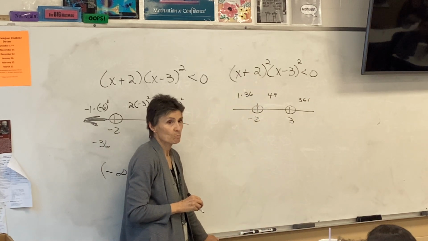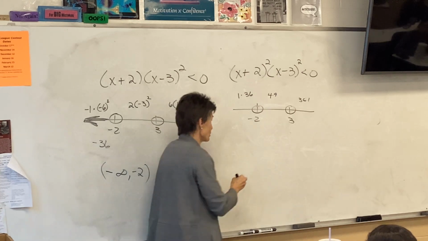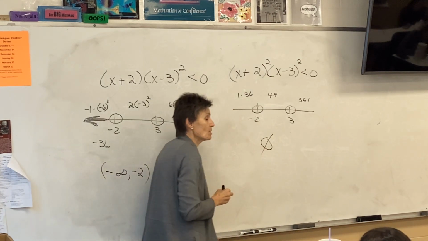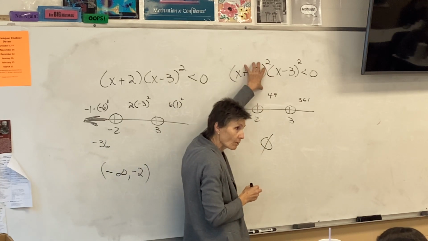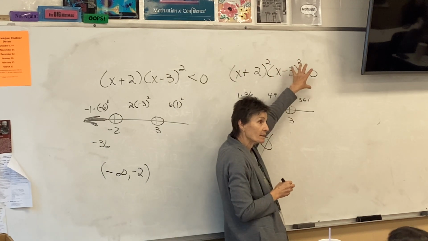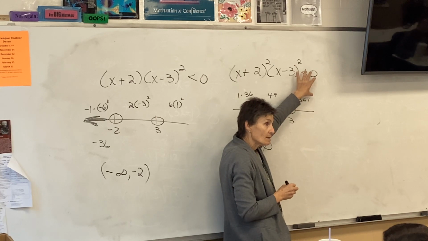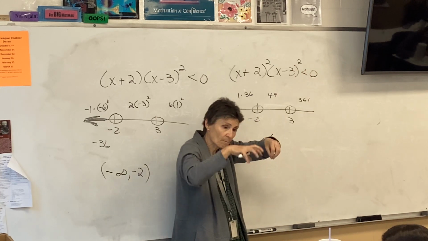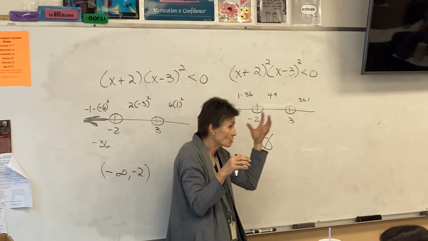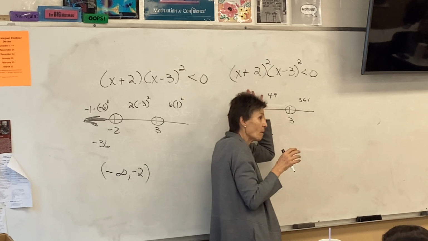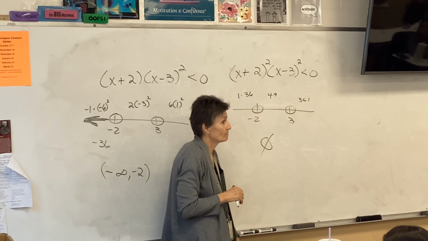What's the answer to this problem? No solution. And the reason it's no solution is because you've got something squared times something squared. Can something squared times something squared ever be negative in real number land? No, because squareds are positive. So this is positive times positive, no solution.